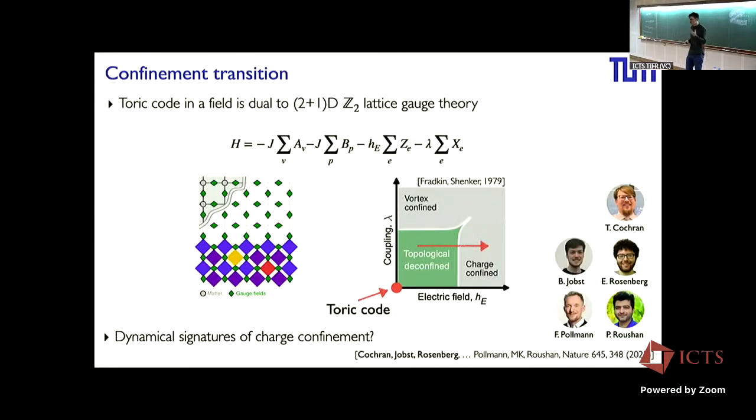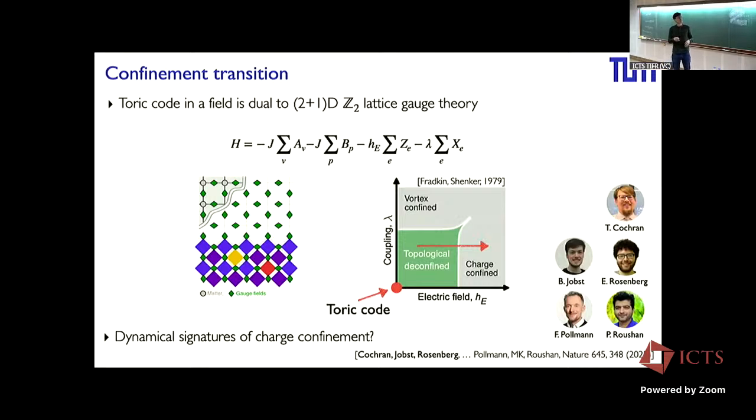So what we have in mind here is again the toric code model in a longitudinal and a transverse field. But it turns out that the toric code model is dual to the 2+1D Fradkin-Shenker model, so the 2+1D Z2 lattice gauge theory. This model is very well studied. We know the phase diagram of it since the early works by Fradkin and Shenker.